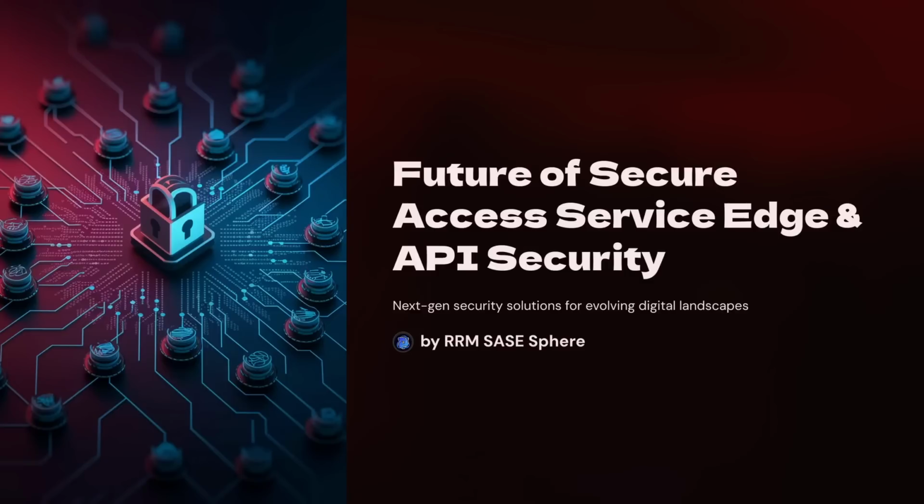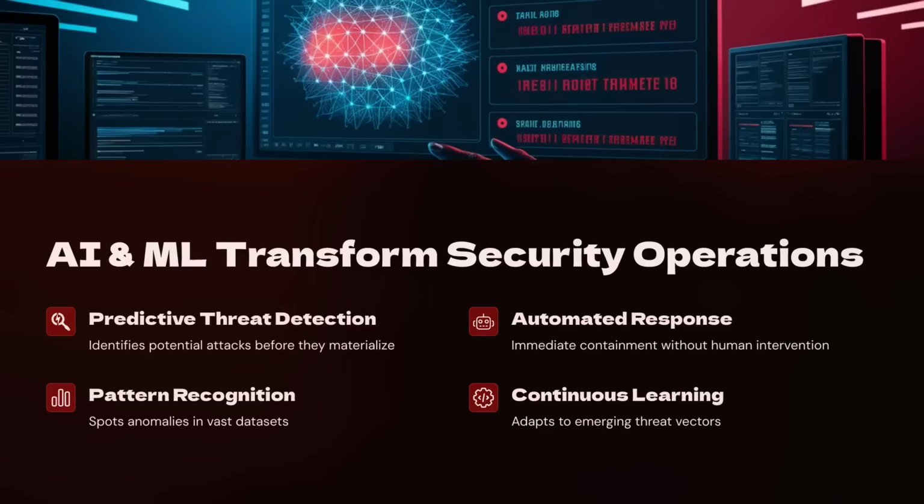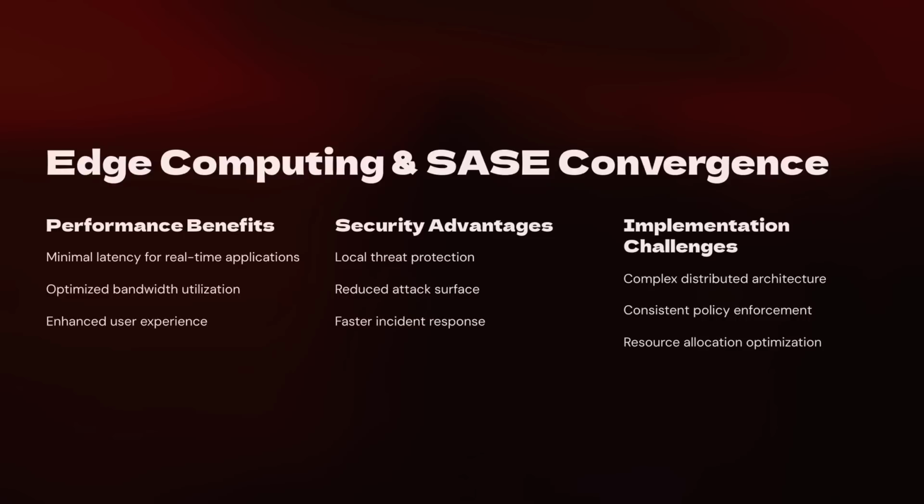The future of Secure Access Service Edge, or SASE, and API security is poised for significant advancements driven by emerging technologies and evolving threat landscapes. Several key trends are shaping the trajectory of these interconnected domains. Artificial intelligence and machine learning integration: AI and ML play an increasingly crucial role in SASE and API security. Advanced algorithms enable more sophisticated threat detection, anomaly identification, and automated response mechanisms. These technologies will help organizations stay ahead of evolving threats by predicting potential vulnerabilities and adapting security measures in real time.